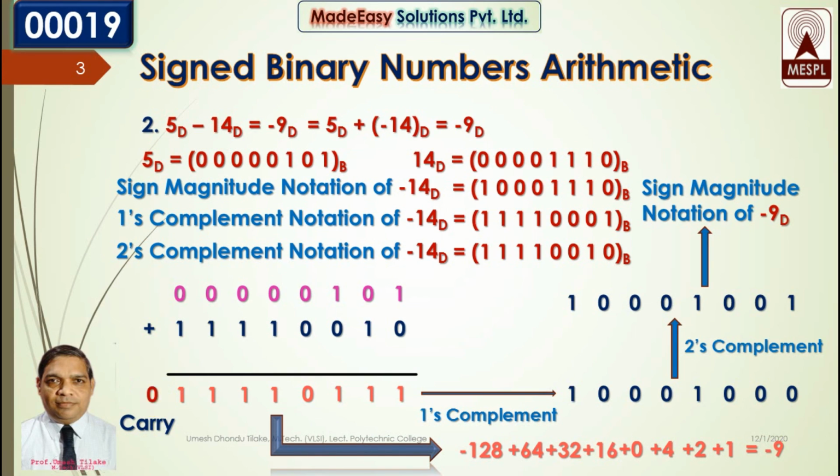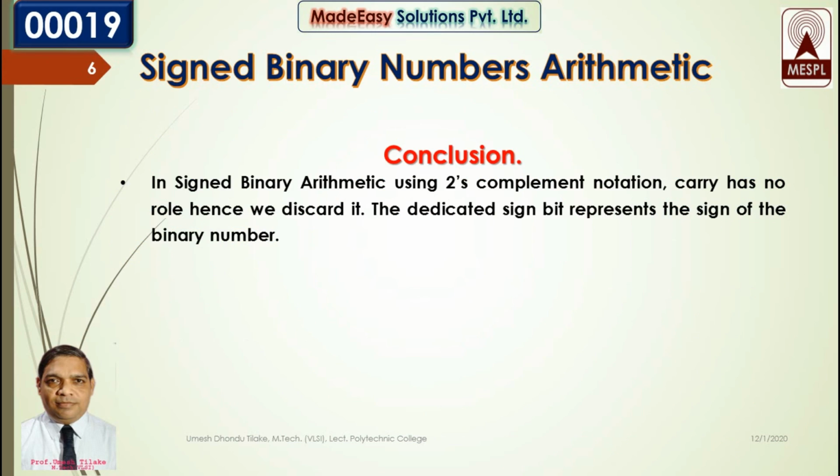What does it mean? It means that carry has no role in the signed binary arithmetic. So we just discard it. The sign of the result is always indicated by the sign bit, not by carry. So here is our conclusion. In case of signed binary arithmetic, the sign of the result is always indicated by the sign bit, not by carry. Hence we discard carry here. But in case of unsigned binary numbers arithmetic, the sign of the result is indicated by the carry generated.